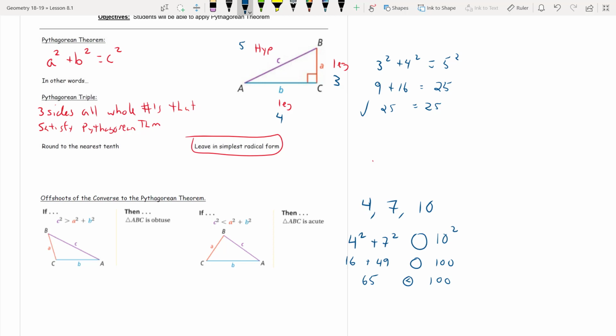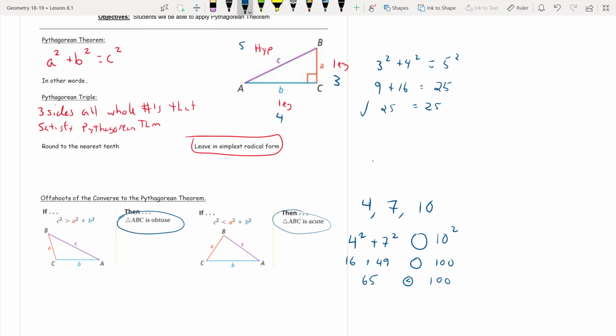So 100 is clearly bigger than 65. If our hypotenuse side is bigger than the two legs, we have an obtuse triangle. So that's what you see on that left-hand side. If c squared is bigger than a squared plus b squared, it's obtuse. If our two legs ended up being bigger when they were combined than our third side, we have an acute triangle. And if they're equal, it's a right triangle. So it's just a little thing here, but it makes a big difference. We're able to determine what type of triangle we have without having to do any math in regards to the angles. So hopefully this gives you a good little refresher.